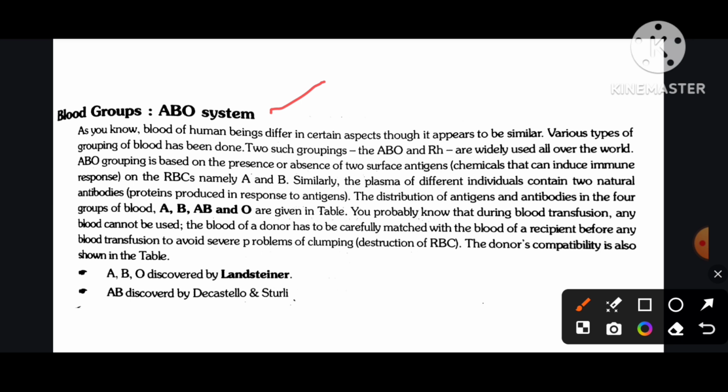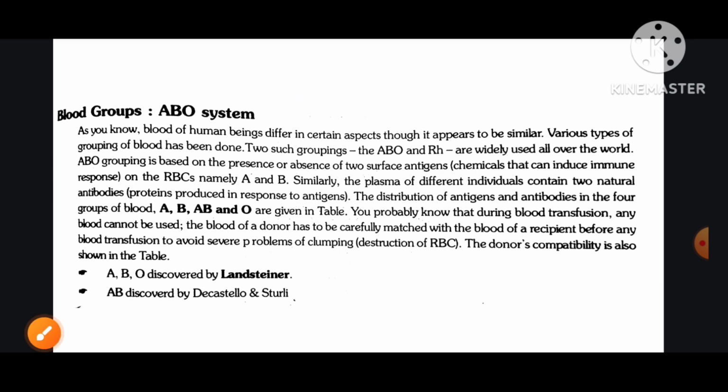ABO grouping is based on the presence or absence of two surface antigens, chemicals that can induce an immune response, on the RBC, namely A and B. Similarly, the plasma of different individuals contains two natural antibodies, proteins produced in response to antigens. The distribution of antigens and antibodies in the four groups of blood, A, B, AB and O, is given in the table.